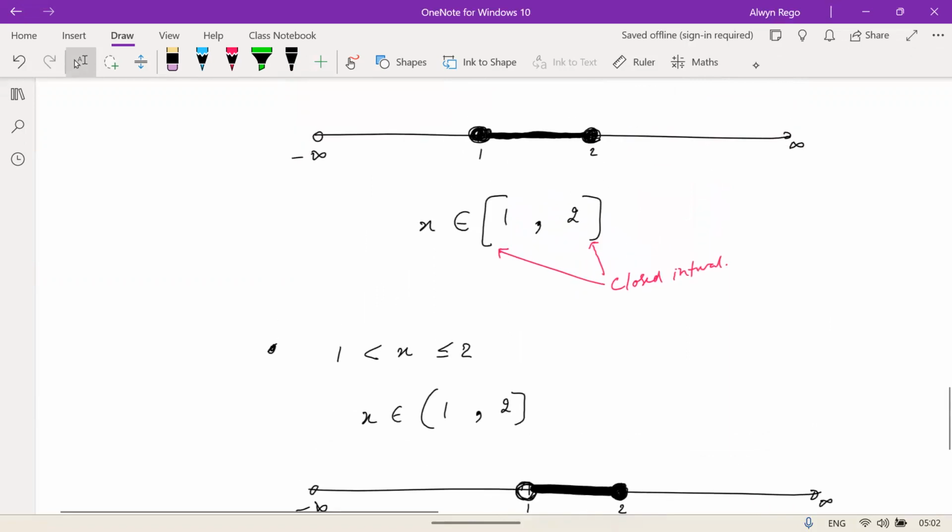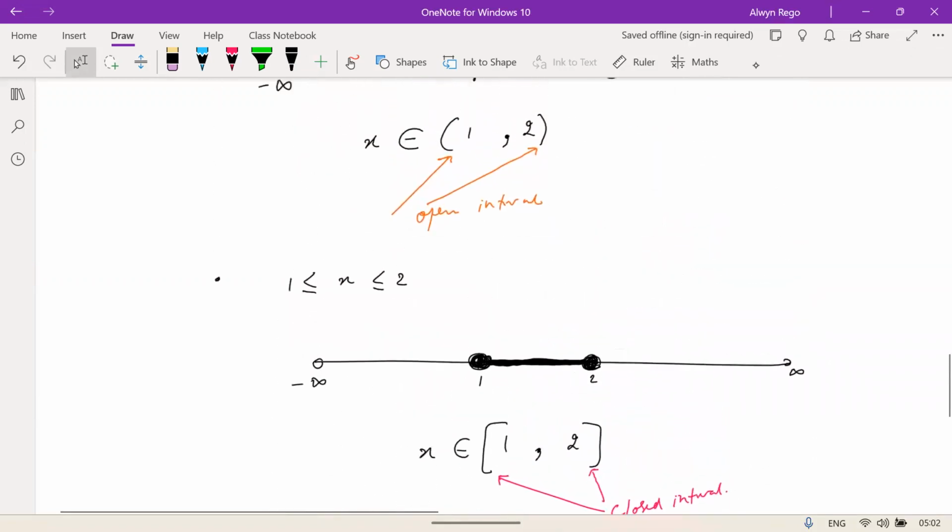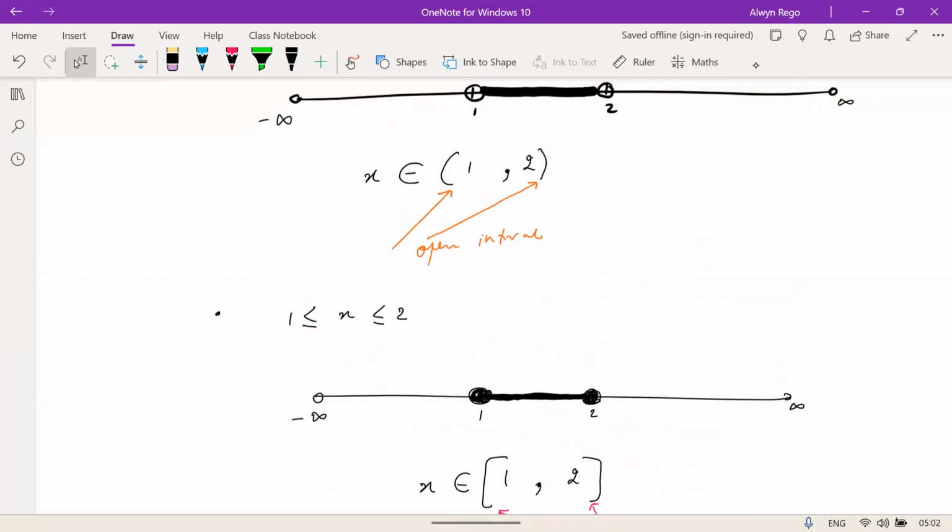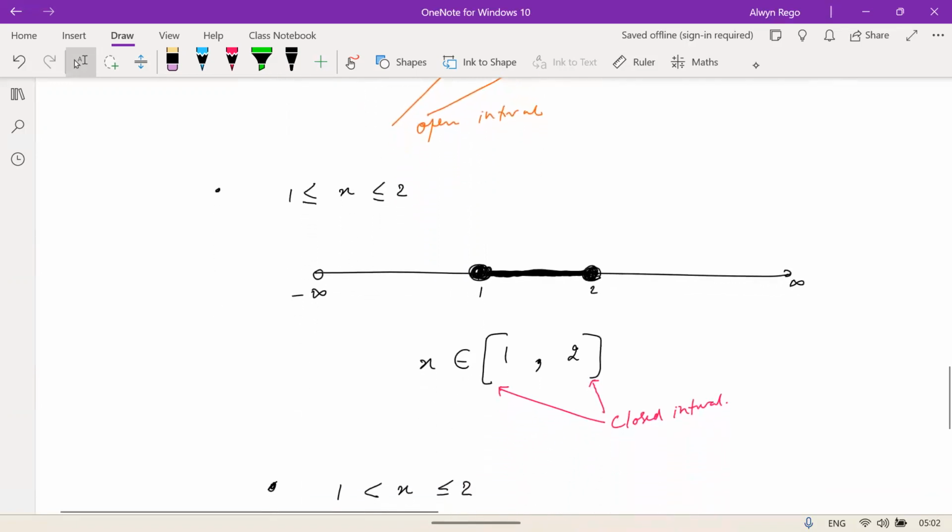So basically, open and closed intervals tell you whether the end values are included. Open interval says that it's all the real numbers between the two given numbers, excluding the end values, and closed interval is set of all values, infinitely many real numbers between the two given numbers, which are including the end values here.